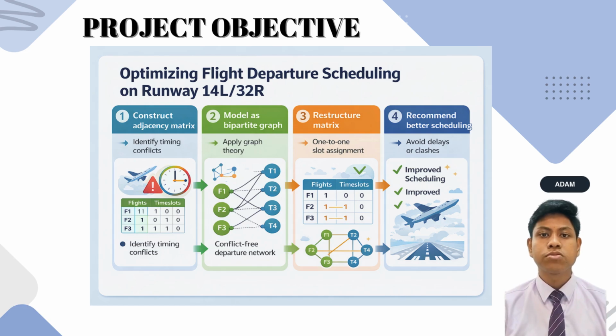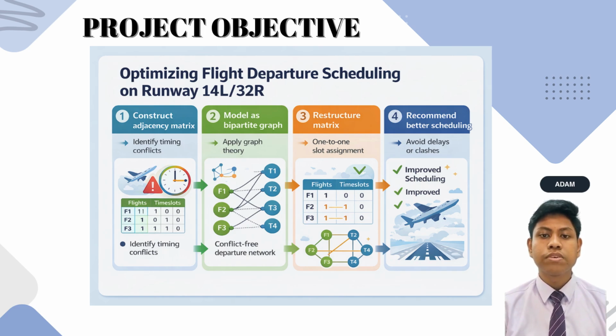The first objective is to construct an adjacency matrix that represents the flight departure schedule and to identify potential timing conflicts on runway 14L/32R. The second objective is to model the aircraft departure scheduling problem using graph theory, specifically through the application of a bipartite graph, where flights and departure time slots are treated as two separate sets of nodes.